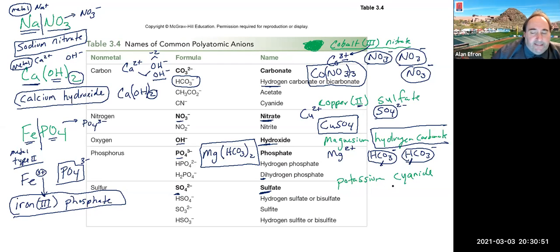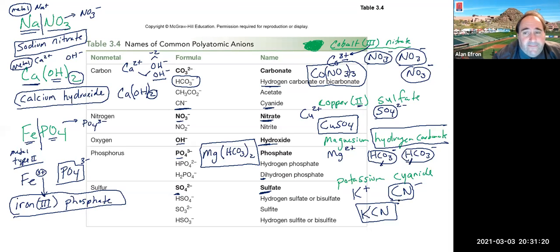Lastly, we have potassium cyanide. Potassium is group 1, which is +1. Cyanide is on here, I think. There it is. And that is CN-. Again, in this case, that is all together with a -1 charge, +1 charge. Just need to put them together. KCN. Any questions on how to deal with polyatomic ions?